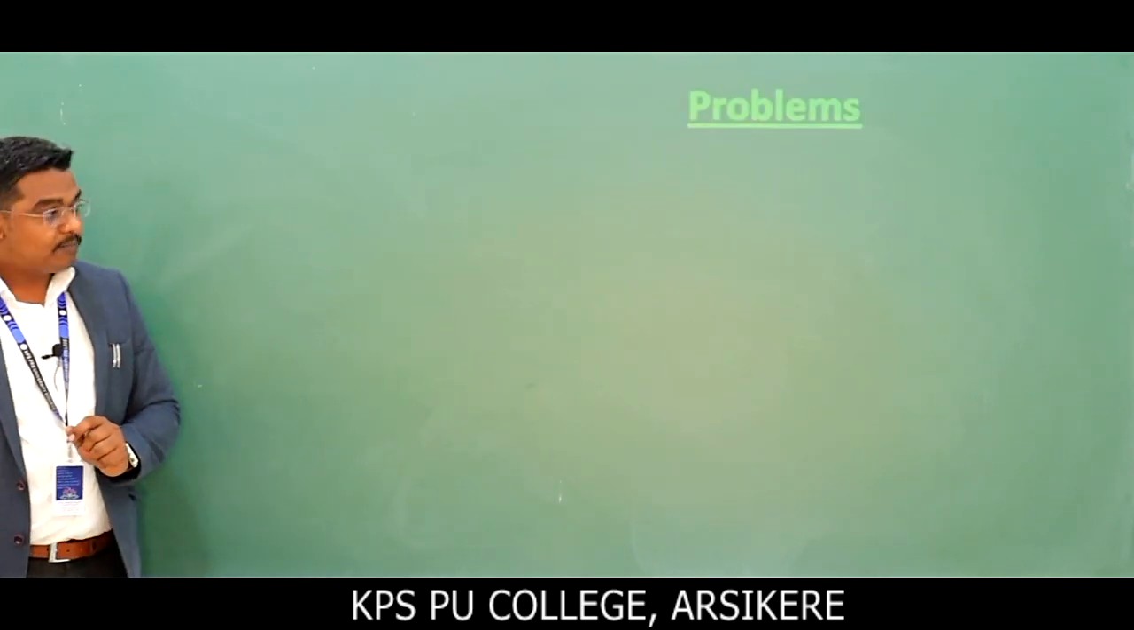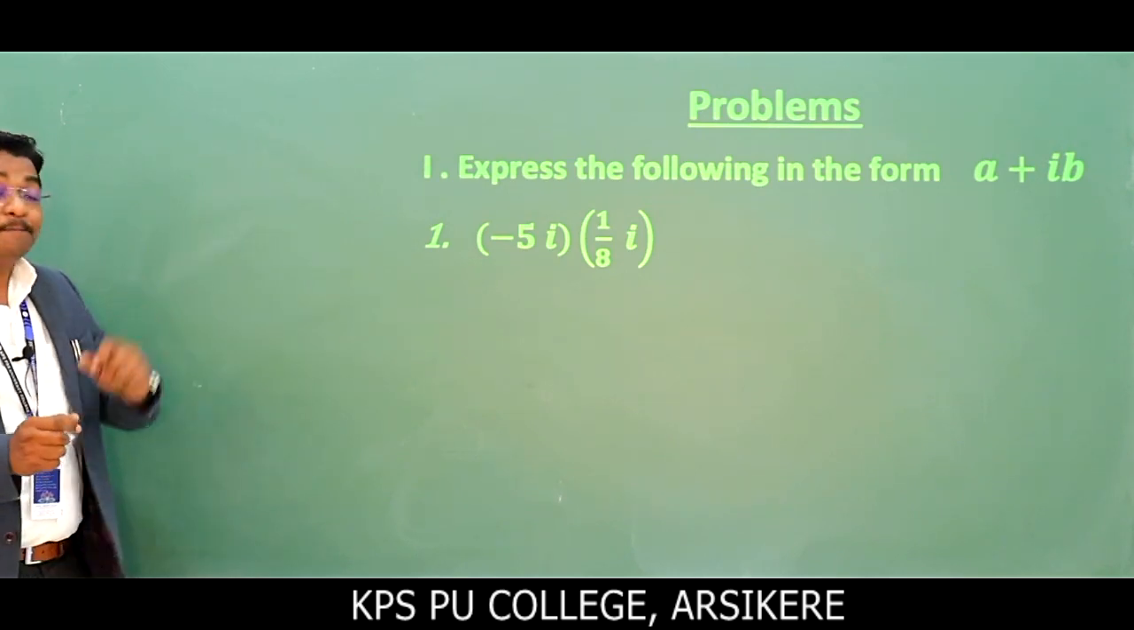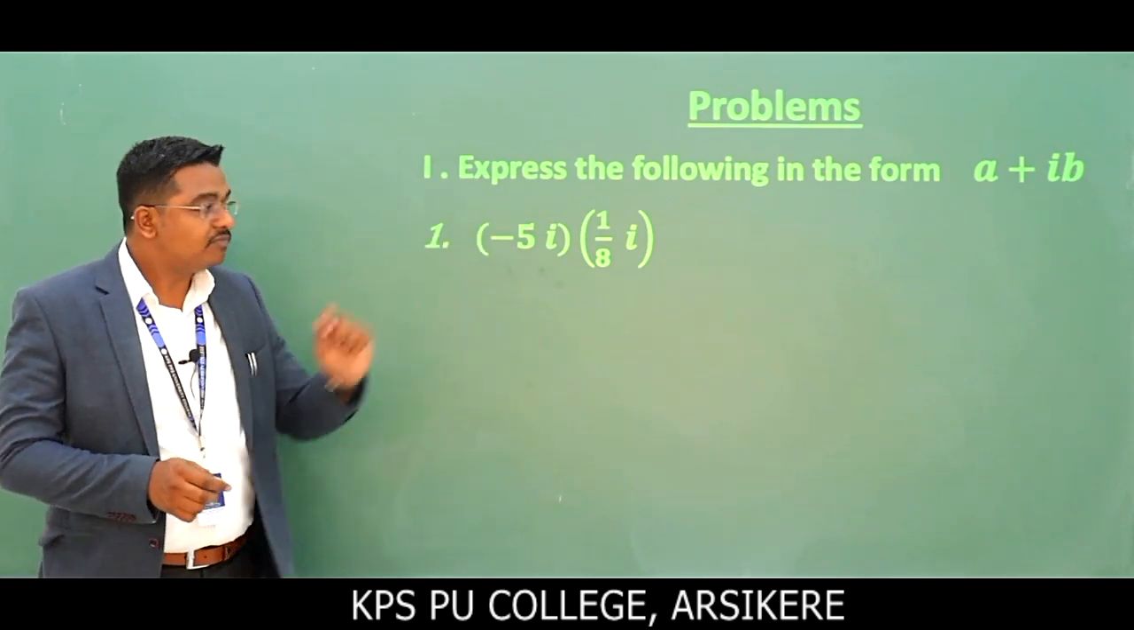Now dear children, so far we had a discussion on powers of i. Next I would like to discuss the problems. They are very important on powers of i. Okay, the first one is simplification only. Problem number 1: express the following in the form a plus ib. So we have to express the given complex number in the general form.